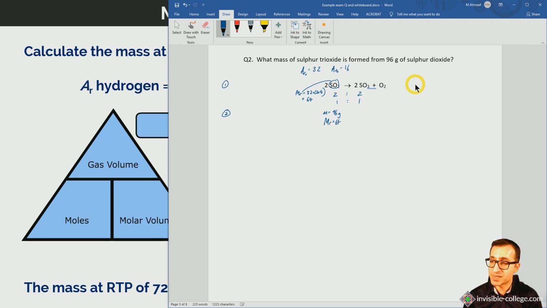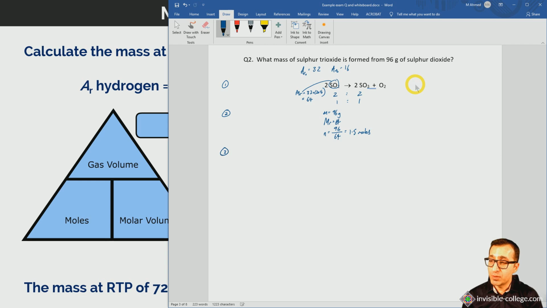So now we can take care of this second step, which is to calculate the number of moles of one of these substances, in this case SO2. The number of moles of sulfur dioxide is going to be the mass in grams divided by the relative mass, 64, which gives us 1.5 moles. So that's step 2.